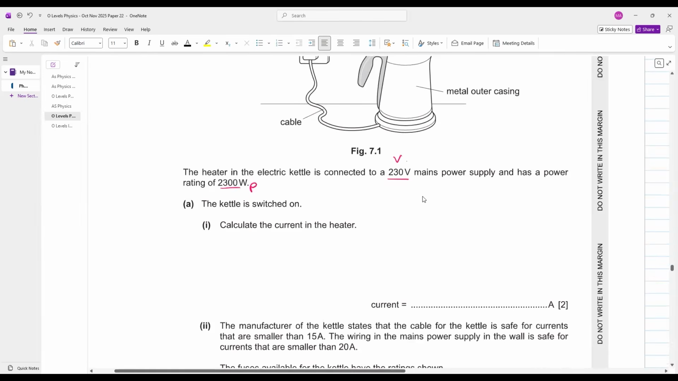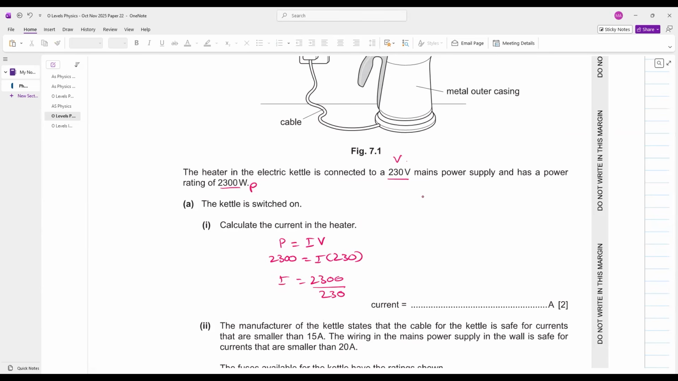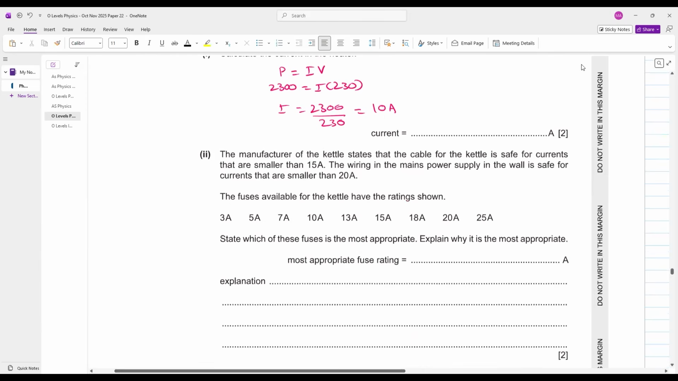You have to calculate the current in the heater. How will you do that? Power is equals to IV. Power क्या बेटा? 2300. Current हमें नहीं पता. Voltage is 230. Can you calculate the current? Current is equals to 230 divided by this. Current comes out to be 10 ampere. Simple. इससे आसान और क्या सवाल देगा examiner? I don't think there is an easier question than this.